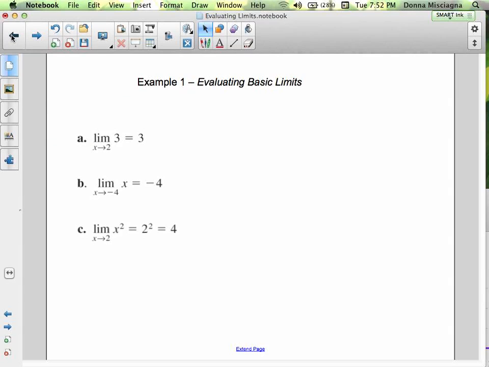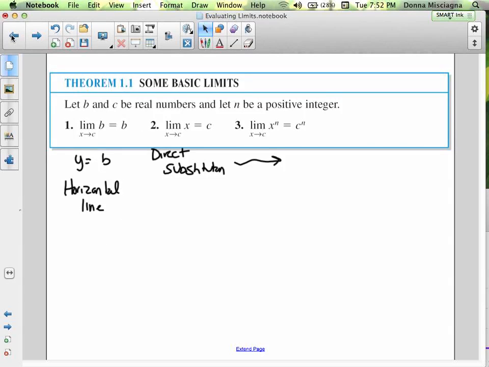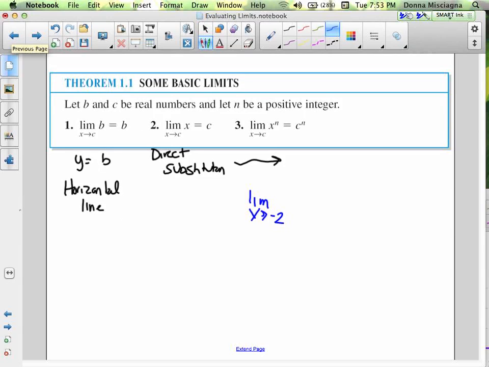By the way, why did this have to be a positive integer? Imagine that the exponent is 1/2. Let's just say we have the limit as x approaches negative 2 of x to the 1/2. Well, now I can't substitute in. It won't work in this case because negative 2 to the 1/2, that limit's not going to exist.